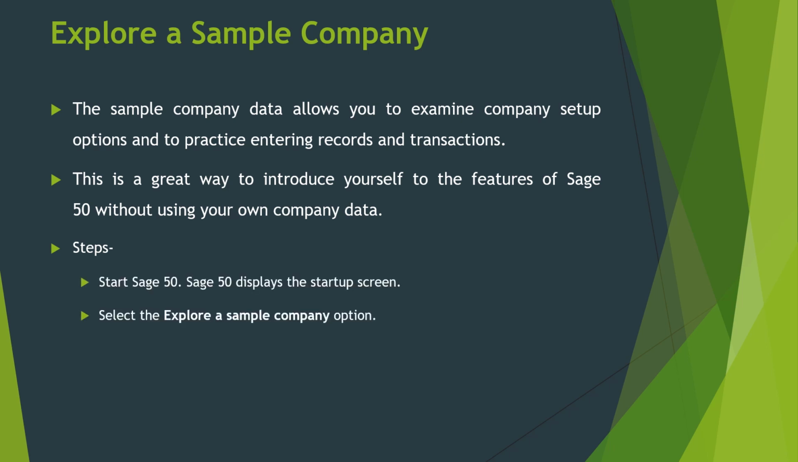First, you have to start Sage 50, then you have to select the Explore a Sample Company option, then you have to choose a sample company. Then you have to click OK. You can open a company by any of these 3 methods. First one, open a company from the start screen.